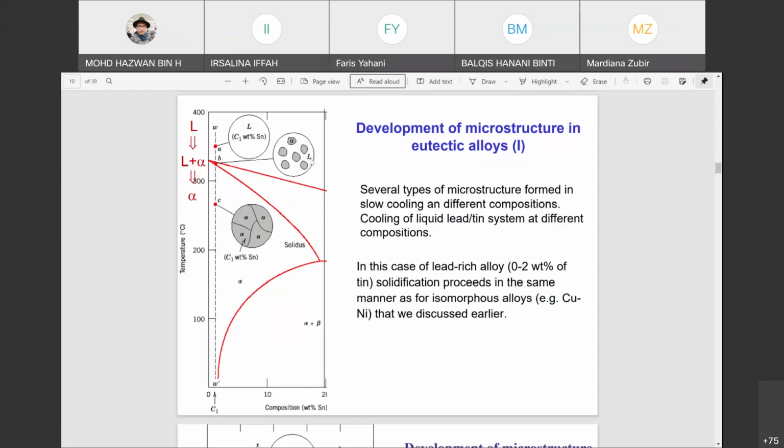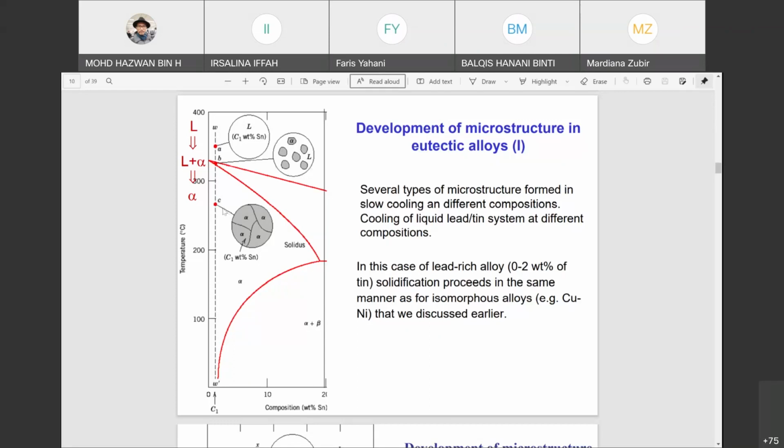Okay. So the composition also, I think you can easily read from the phase diagram. If you want to read the composition of alpha, you just drag until the solidus line and you read the value. Same thing if you want to read the liquid composition, then you just drag until the liquidus line and you drag it down. Okay. But the most important thing is if you have alpha plus beta, this will be the microstructure.